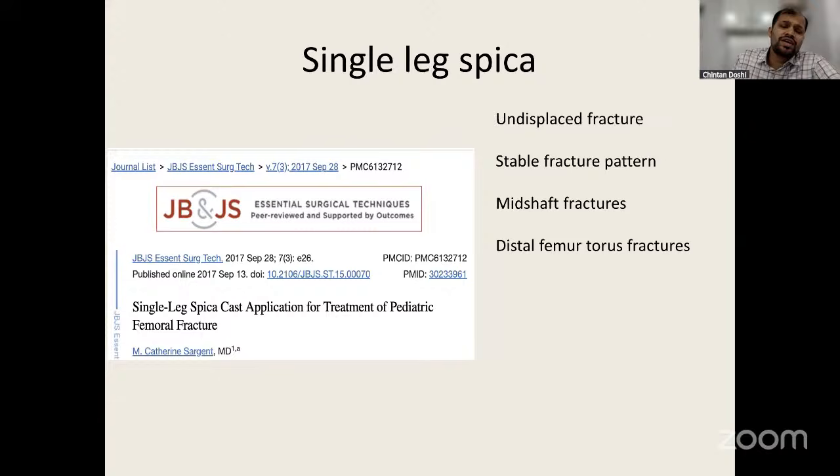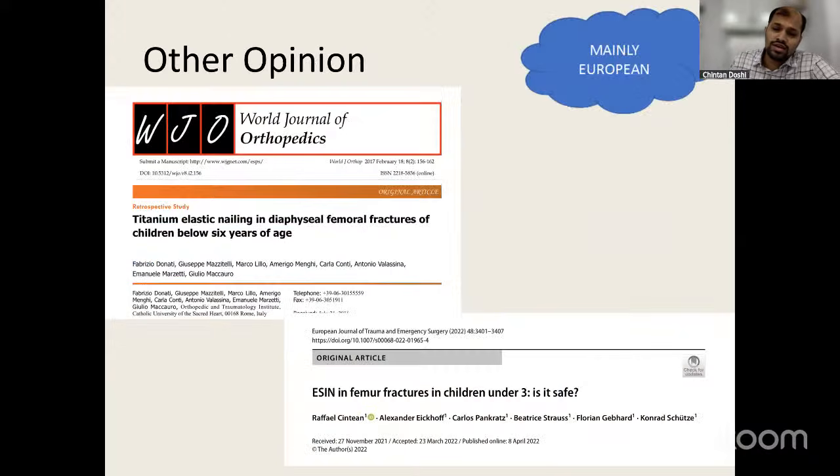Single leg spica is an option, apart from the 1.5 spica, those two cases that we saw. In undisplaced fractures, in a stable fracture pattern, in midshaft fractures or distal femur fractures, single leg spica would work well. However, in the proximal third, where there are forces on the hip, a 1.5 spica is still preferable. For those that are unstable, 1.5 spica is also favorable, so that not much pelvic movement affects the displacement within the cast.